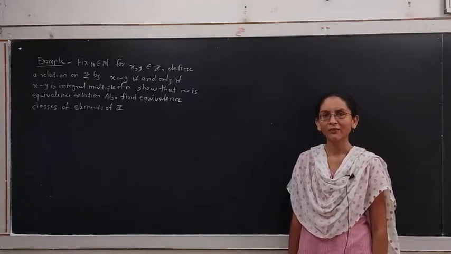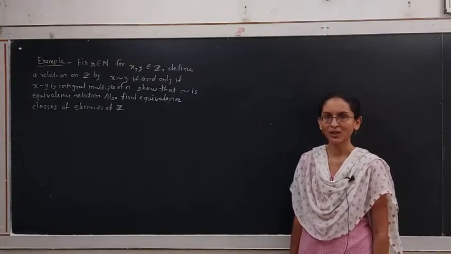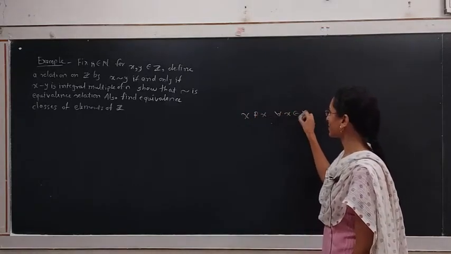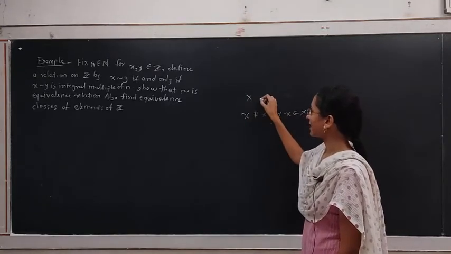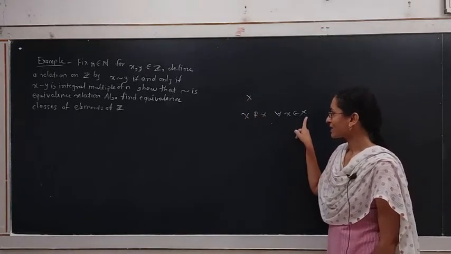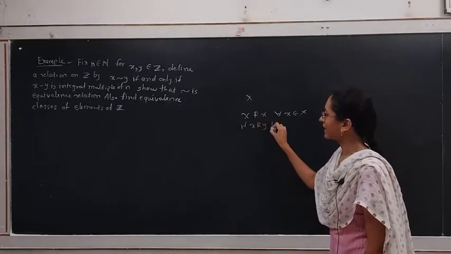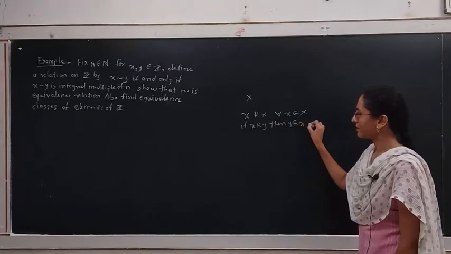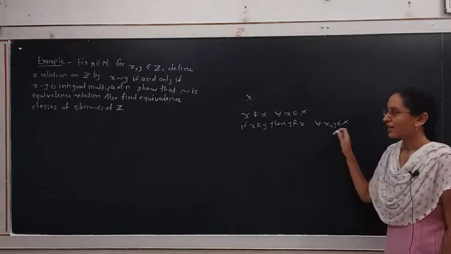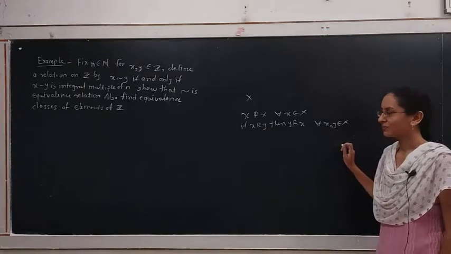Second, symmetric means if x and y elements are related in set X, then y and x are also related. Reflexive means xRx for all x belongs to set X, where X is a given set and we are defining relation R on this set. If xRx for all x belongs to X, this means R is reflexive. If xRy, then yRx for all x, y belongs to X, then R is a symmetric relation.